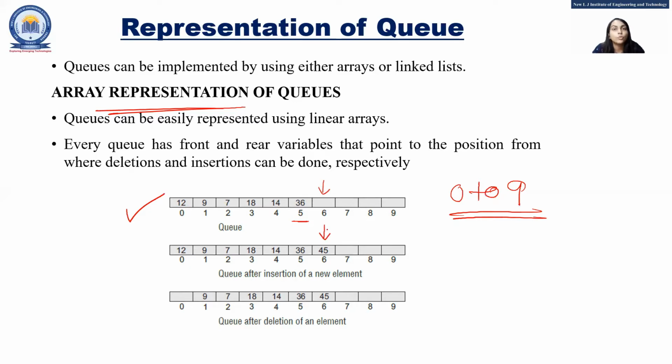But now if you want to delete an element, it would not be deleted from the sixth position, because the first element to enter was 12. So deletion takes place from the front, right? So here this is the front, and it will get deleted, and this is the rear pointer, right? The rear pointer increments, and then we can add the value inside the queue. So we can represent a queue with the help of an array.